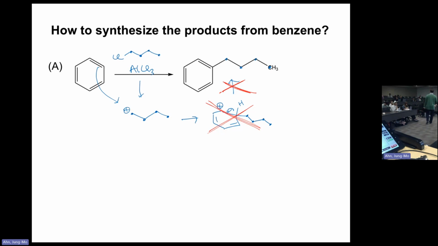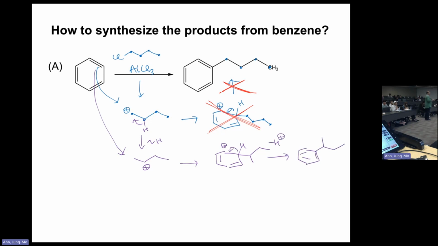There's a problem. The carbocation goes through a rearrangement. An adjacent hydrogen moves over and you get a secondary carbocation. Then the secondary carbocation is attacked by the benzene, so you get the sec-butyl group sitting on the benzene. That would be the main product that you get if you do this reaction.